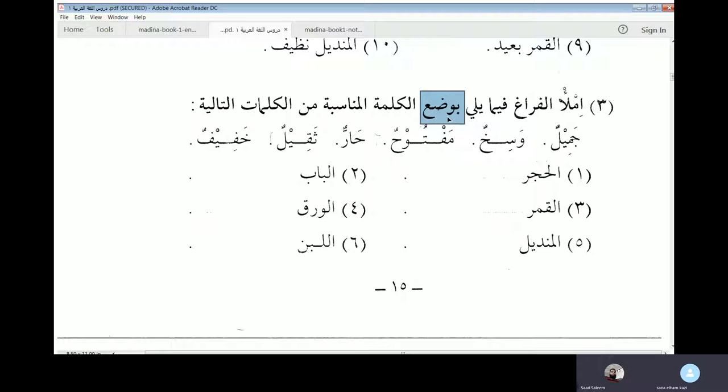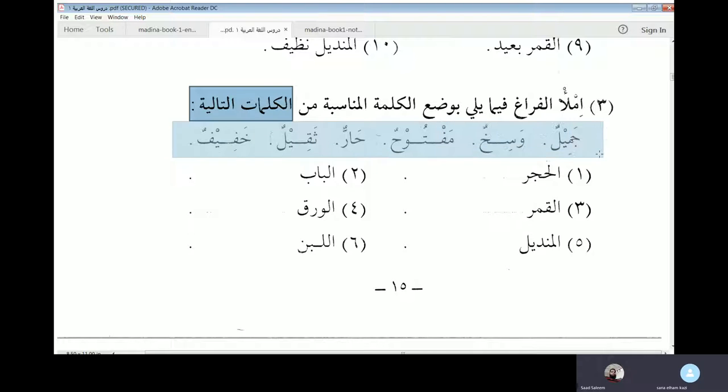Then said biwadi. Biwadi is by putting. By putting, okay, al kalimat. So word, al kalimat. The word. Al munasiba is appropriate. Min al kalimat. From the word. From the following words. Following word, okay. So, attaliya, is that what it is, following? Yes, following. Attaliya. So, we have six blanks.